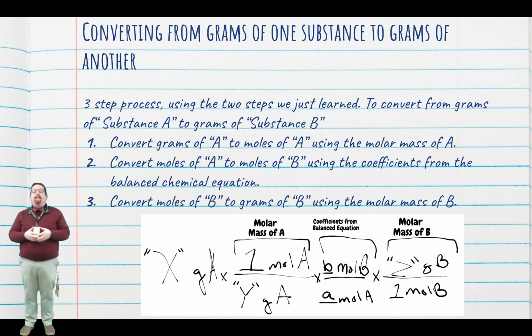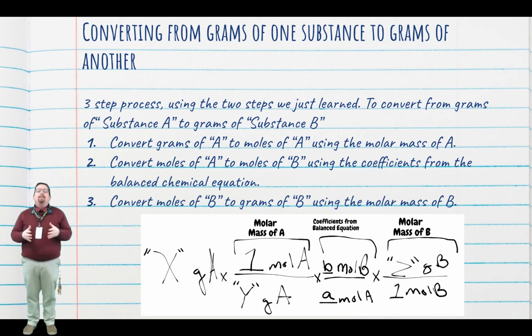Since the only way to get from one substance to another via unit conversions is by converting moles of one to moles of another, using the coefficients from the balanced chemical equation, there is no way to convert directly from grams of one substance to grams of another. This is where my favorite word, stoichiometry, comes into play.